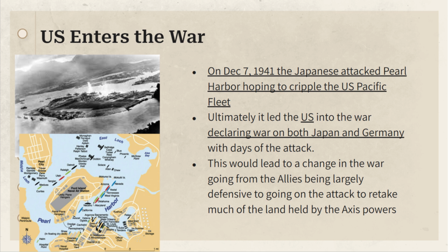Then the next major thing happens on December 7th, 1941, when Japan bombs Pearl Harbor, bringing the United States into the war. And days later, Germany also declares war on the United States, and this marks a major turning point. Now the Allies could go on the offensive globally because the US is going to bring in a lot of the resources and manpower that Britain and France just don't have anymore.